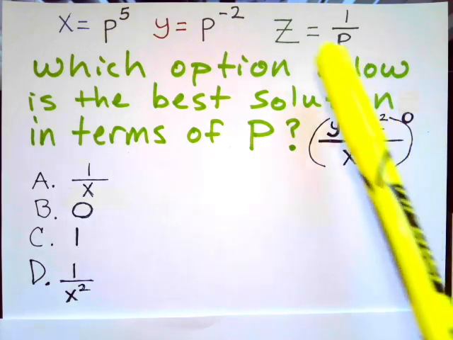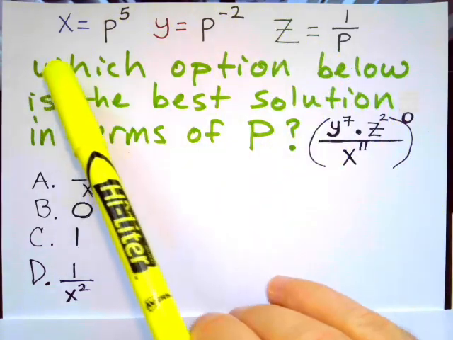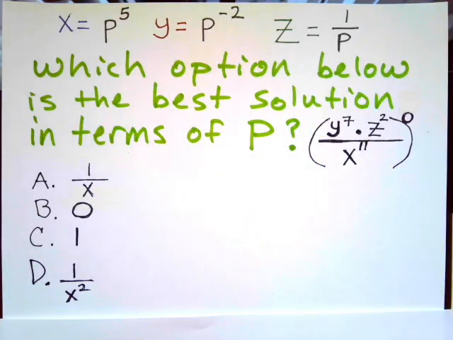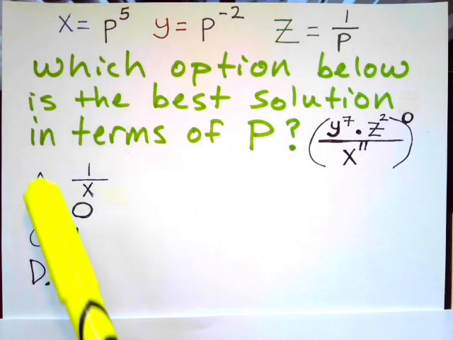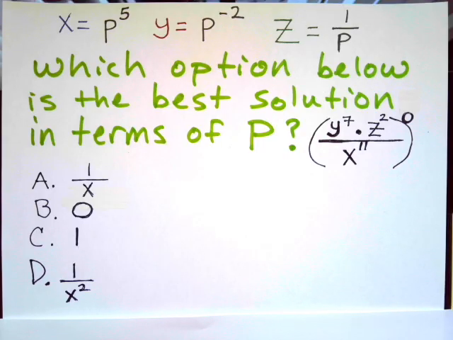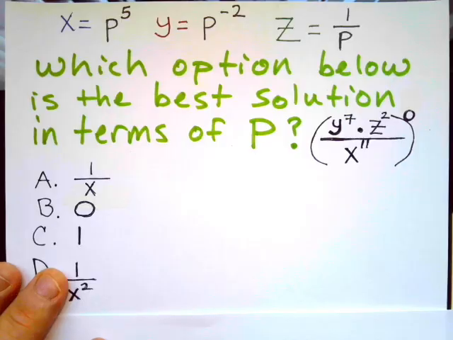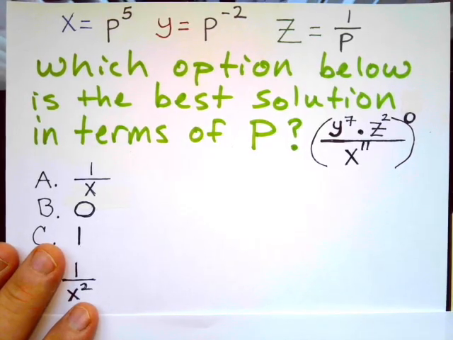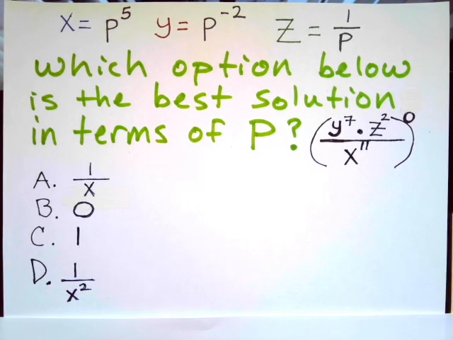We have another continuation problem with the same x, y, and z values of p. And so this one is a doozy. Wow, you really want to pay attention to this one. This one could be very tricky if you're not paying attention. So, hey, eyes over here. Check this out.